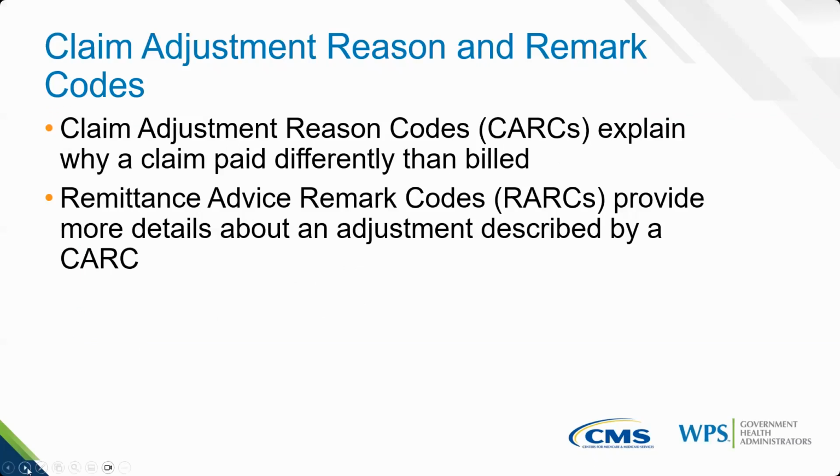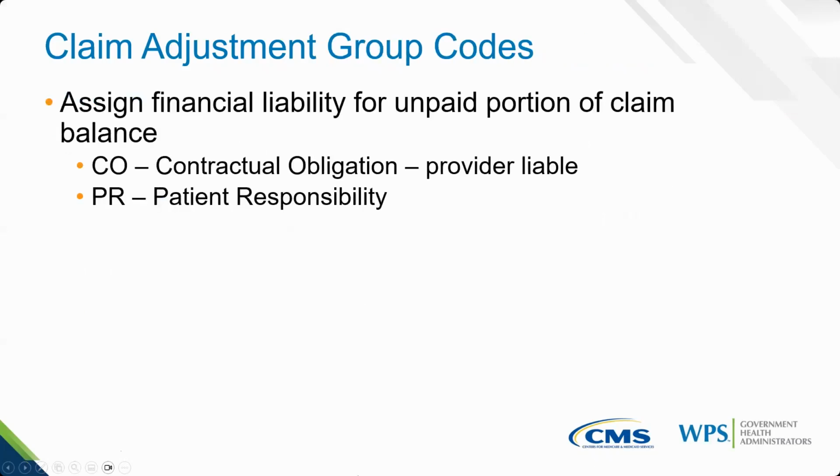Let's talk a little bit about group codes next. Claim adjustment group codes. This is another type of code that appears on the remittance advice, and group codes convey the financial responsibility for the unpaid portion of the claim balance. A CO group code stands for contractual obligation, and this means that the provider is liable and cannot bill the patient. If a PR group code appears on the remittance advice, it means that the patient is financially responsible.